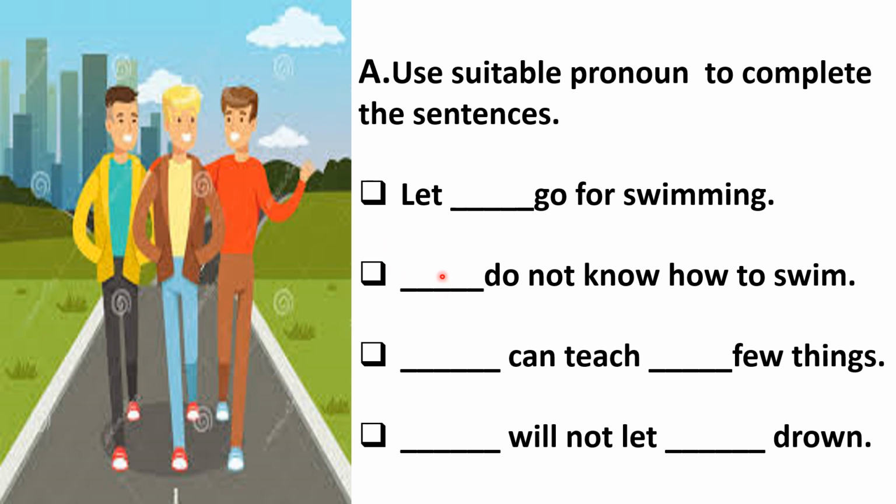Suppose I have written I do not know how to swim. Then we can write here we can teach you. As we are talking to the second person, we will use you here. We can teach you few things. The next, we will not let you drown.